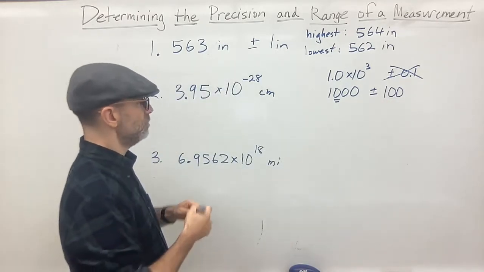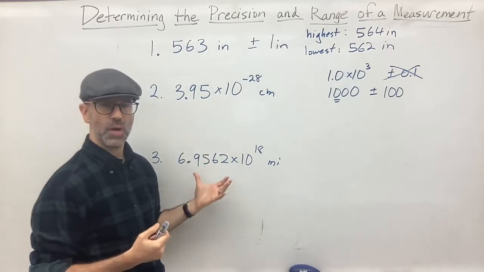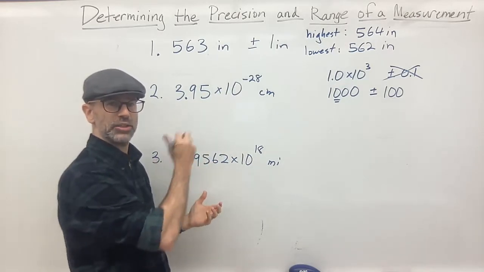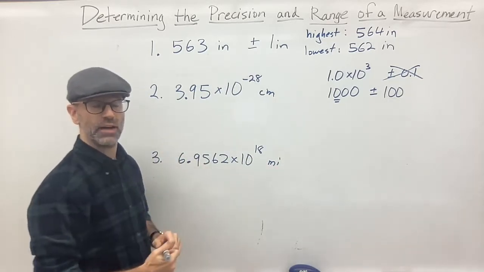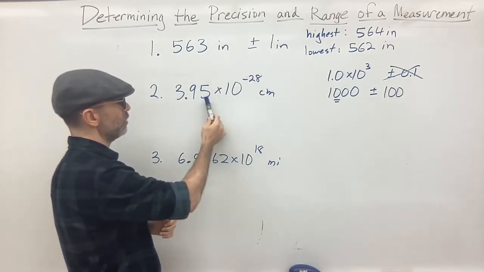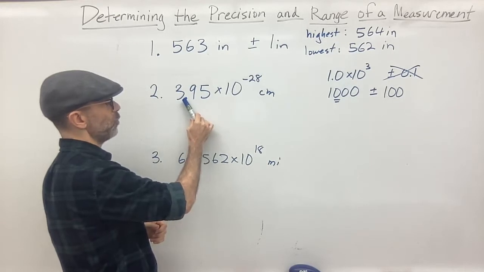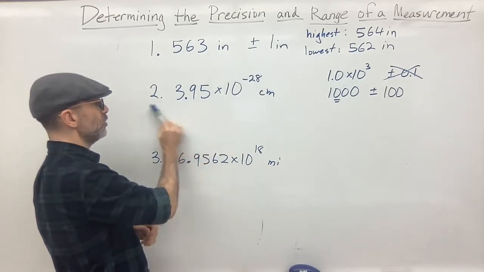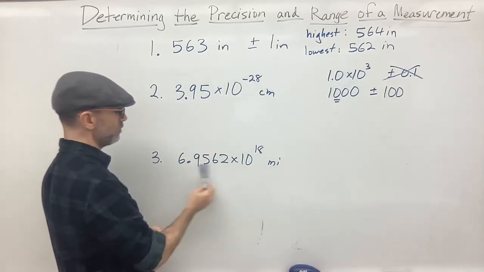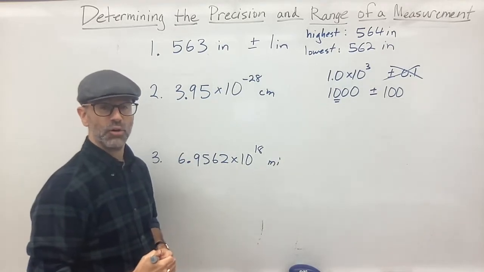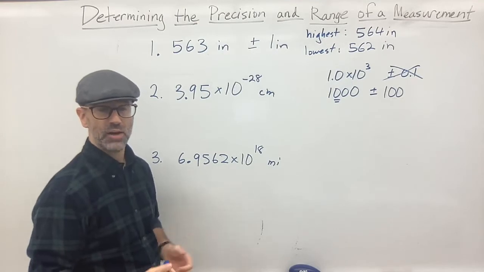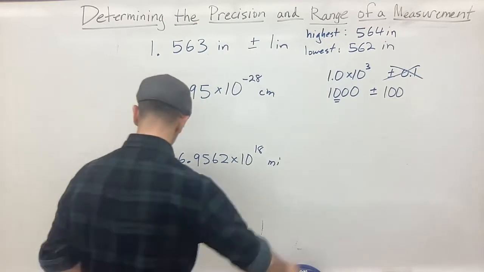But what do you do with very small or very large numbers? I don't expect you to write out the standard notation. You could do that, and you could figure it out that way, but then you've got to move the decimal point 28 spaces to the left. This one, you'd have to move 18 spaces to the right. That's kind of big. So there's got to be an easier way to figure this out. And there is. So let me show you.